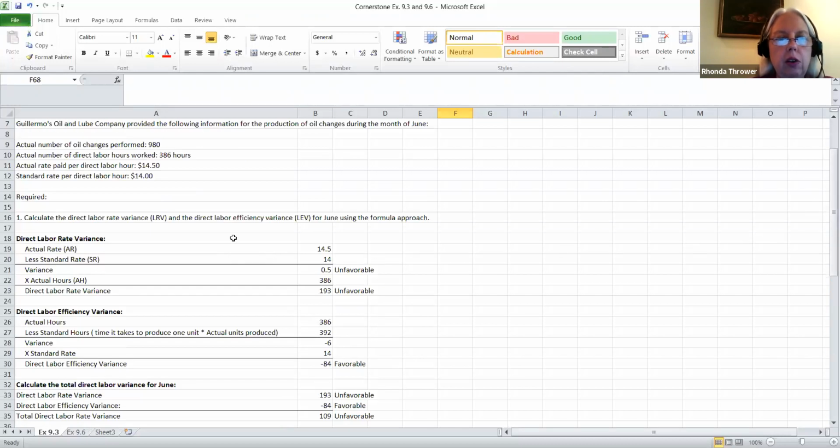The next variance that they ask you to calculate is the direct labor efficiency variance. The direct labor efficiency variance is based on your actual hours versus your standard hours. Your actual hours in this case were given at 386 hours. Now they did not give us our standard hours, so you're going to need to figure out how to get our budgeted standard hours.